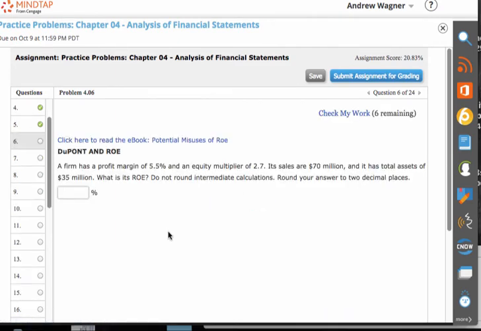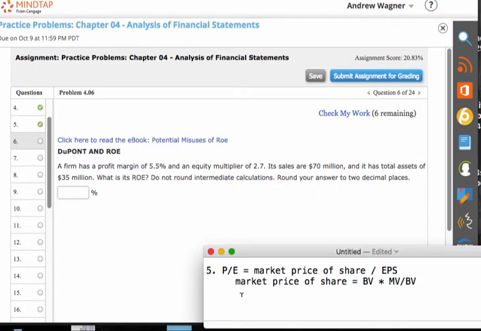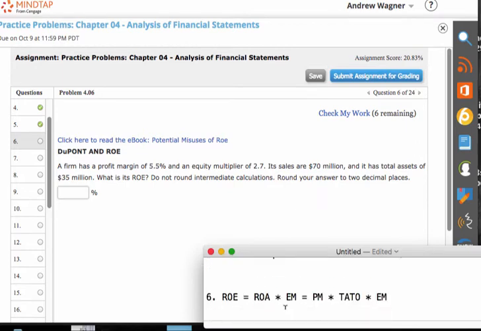Okay, DuPont and return on equity. So here we have the profit margin given, the equity multiplier given, the sales given, and total assets given. What's the return on equity? So we know that return on equity is equal to return on assets times an equity multiplier. Since return on assets is profit margin times total asset turnover, we have this version of the same equation here. And we're given that information, it looks like. We can just plug them right in.